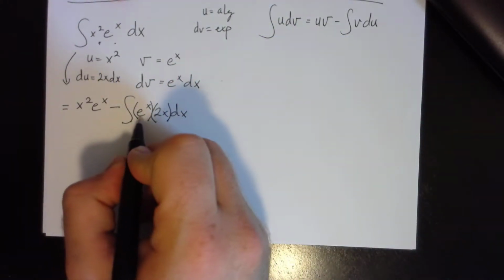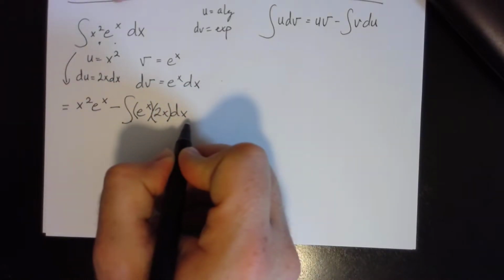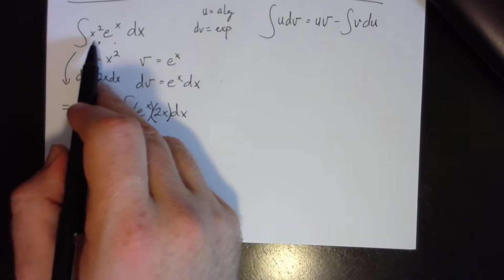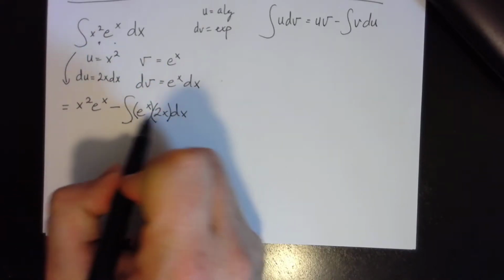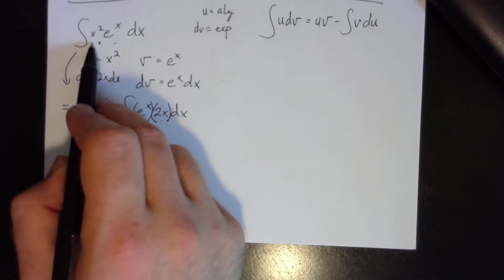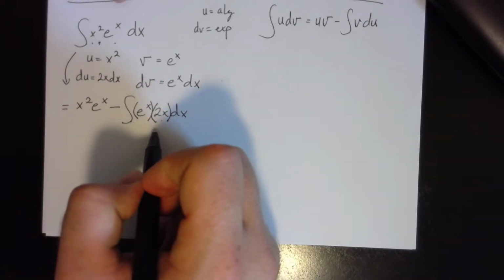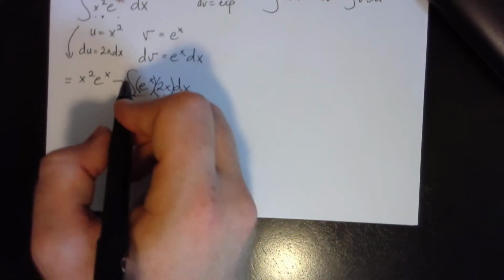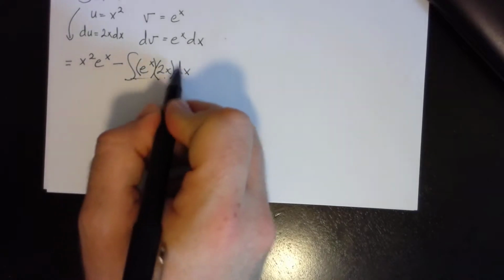Okay, again, when I try to integrate the secondary piece, the intent is that it should be simpler than the first step. This was x squared e to the x. This is technically more simple. It's a linear function times an exponential instead of a quadratic function times an exponential. But that does mean that we can't integrate this as it is. We're going to have to do an integration by parts again.